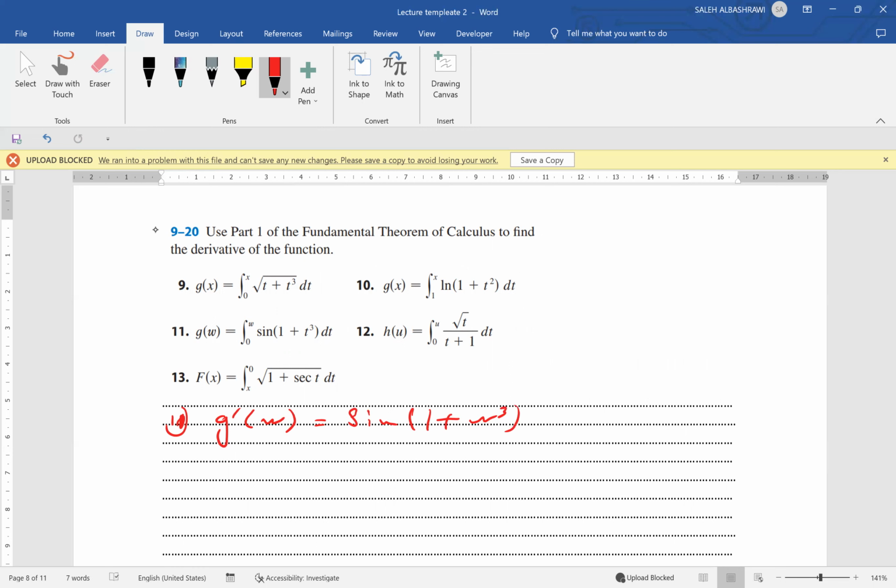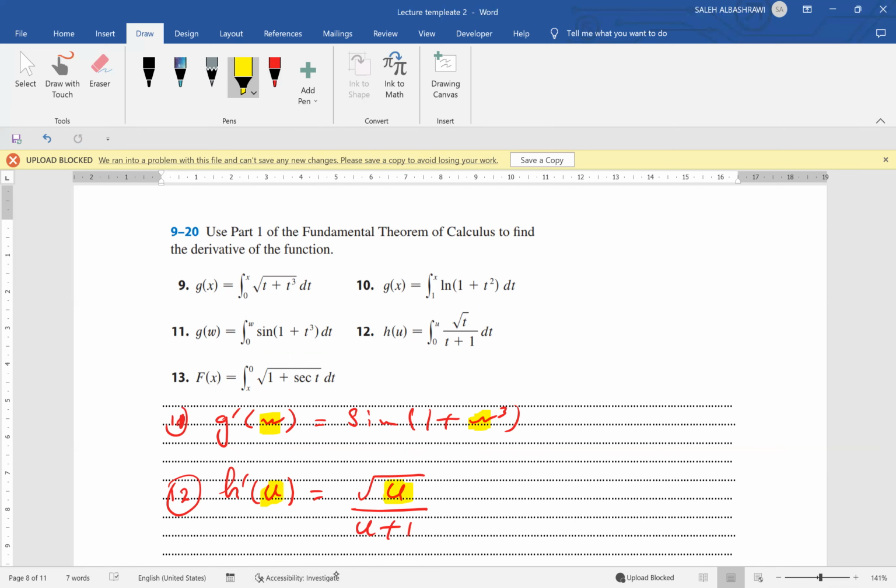Number 12, h prime of u is equal to square root of u divided by u plus 1. We have to use the same variable there. The variable is u, so I will write u.